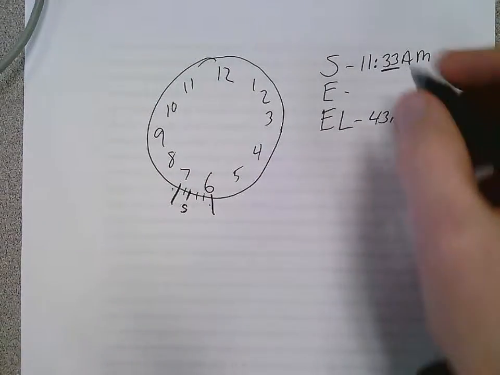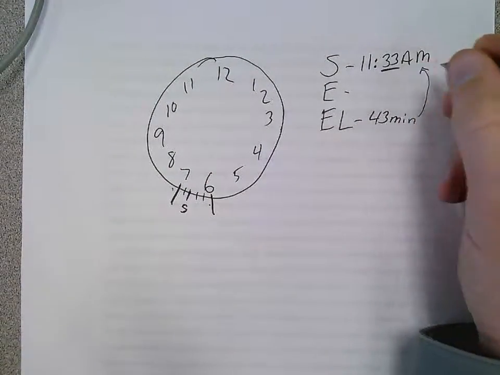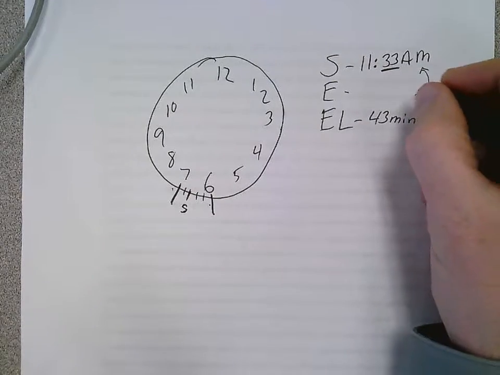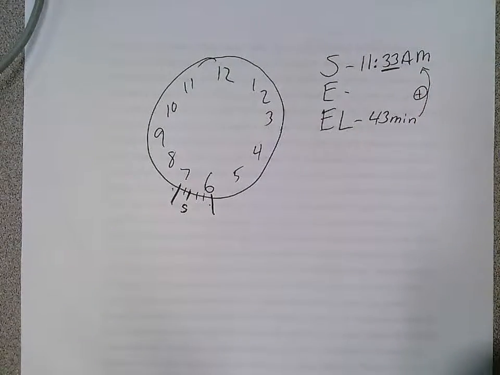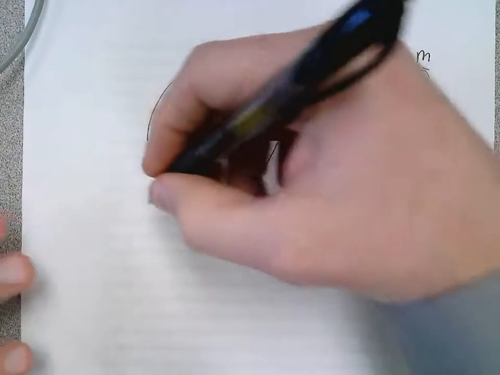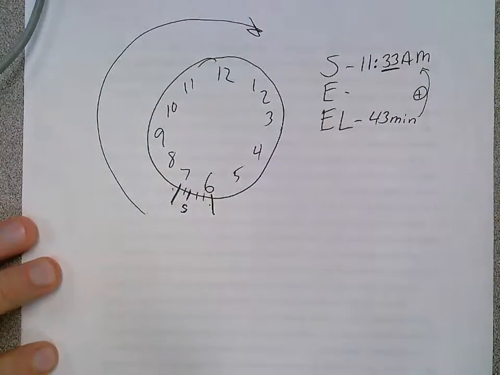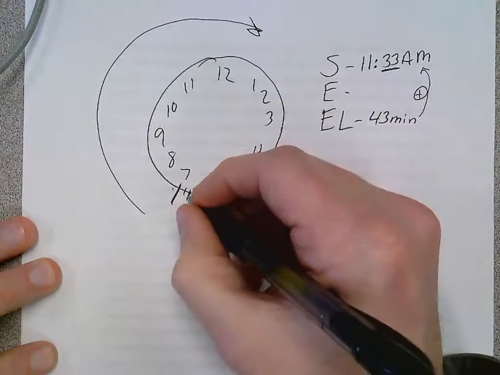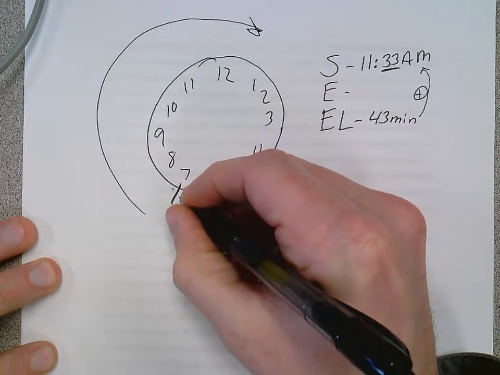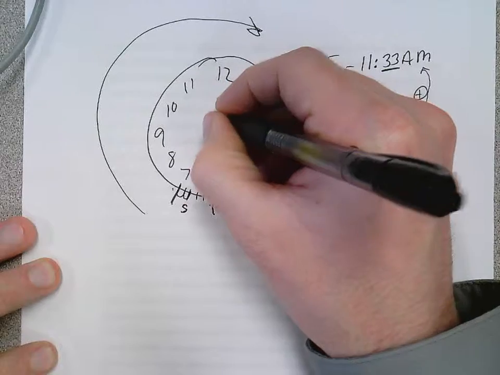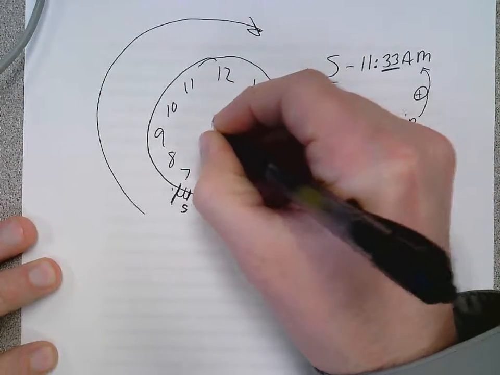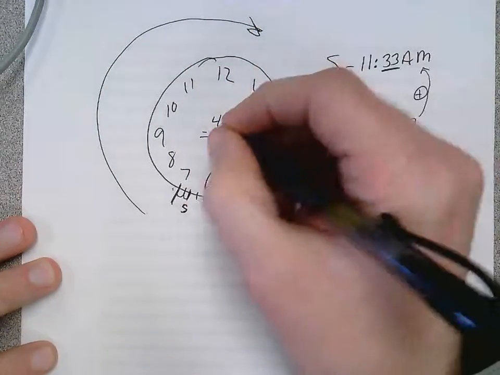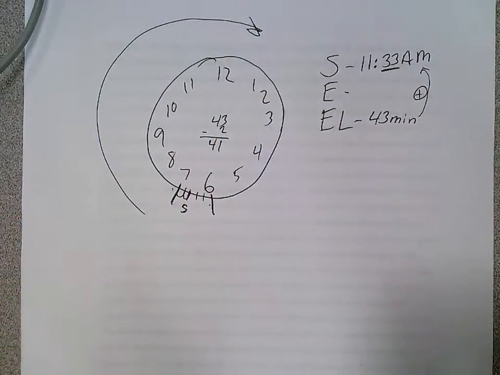Now I need to add on my elapsed time. I need to add that on to my start time. So when I add it on, I need to travel around clockwise. So let's do that. So adding 43 minutes on, 1, 2. So I started out with 43. I already did 2. I'm going to subtract that off. So I need to do 41 more minutes at this point.